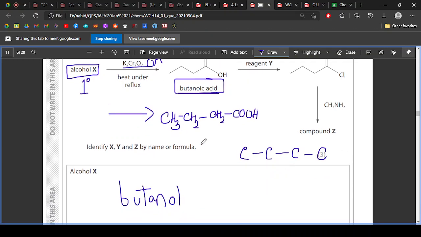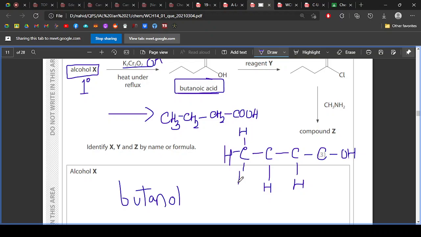Yes. So to be a 1-degree alcohol, the OH group must be joined with which carbon? Will it be one of the carbons in the middle or one of the carbons on the edge? One of them on the edge. That is correct, but why?